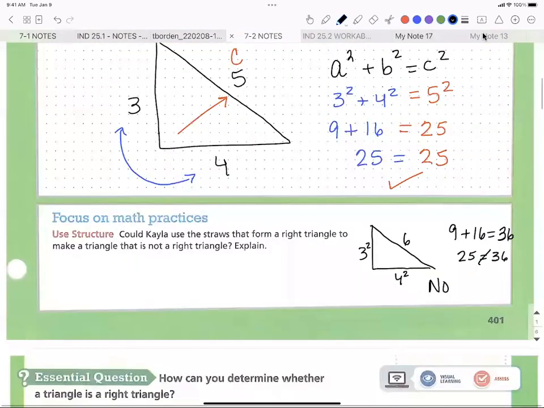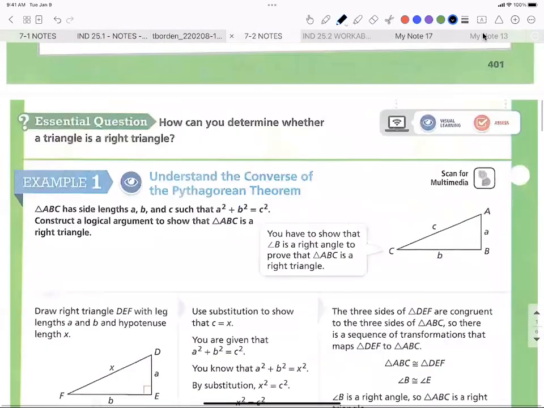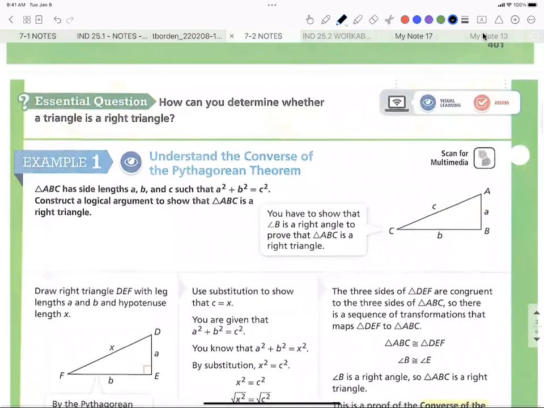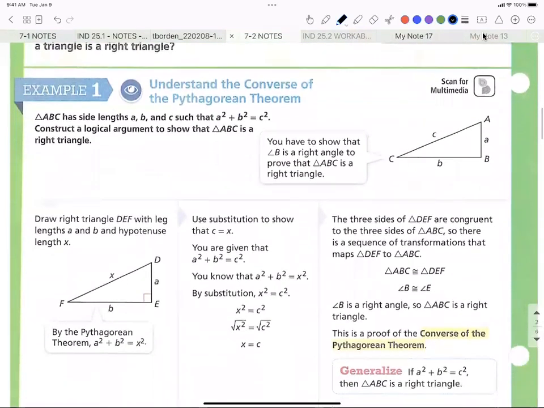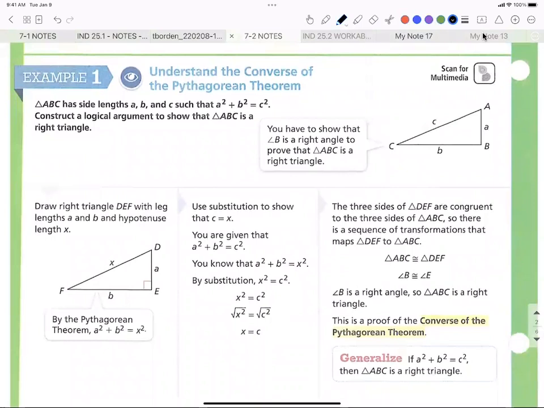Okay. All right. So flip to the next page. It says, the essential question, how can you determine whether a triangle is a right triangle? Well, the answer to that is we're going to use the Pythagorean theorem. We're going to test it. And remember yesterday in example 1, I said that whole example 1 was just the proof that the Pythagorean theorem works. And it was a whole lot of mathy stuff that you didn't really need to memorize or know. You just needed to know that it proved the Pythagorean theorem.